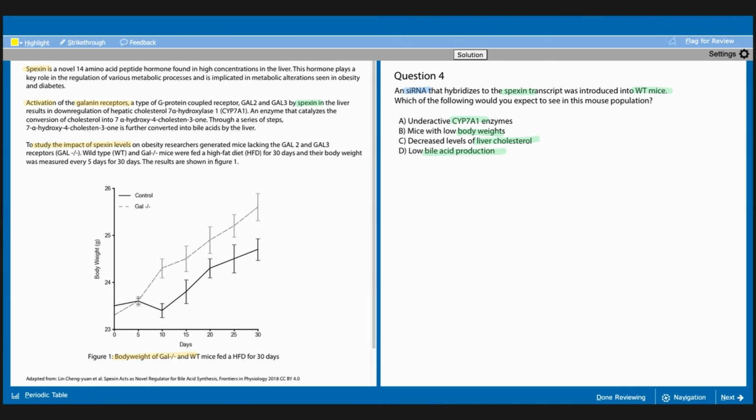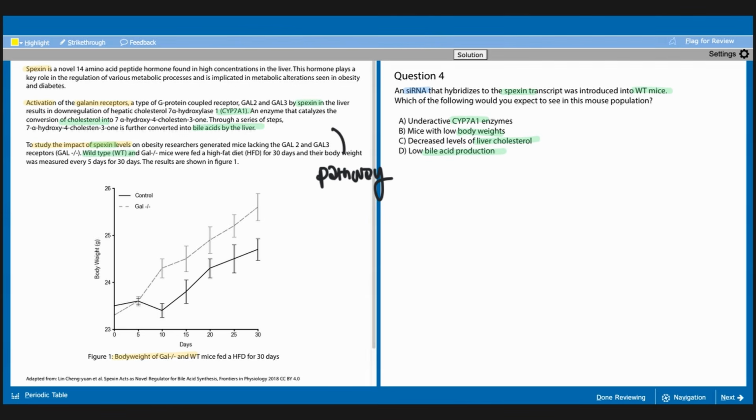Now we'll repeat the same process as we did last time, finding our keywords in this passage, and we're going to see the exact same pattern pop up in this particular case. We're going to see a lot of these keywords in the method section as well as in the pathway problem and also coming up in the graph. In this case, the pathway is going to be more important because we have a lot more of those keywords coming up. In this case, we go a little bit further than we did last time. While we do include things like spexin and CYP7A1, we also have liver cholesterol and bile acid production.